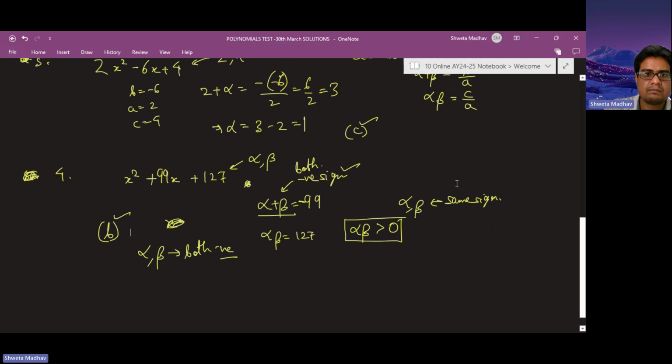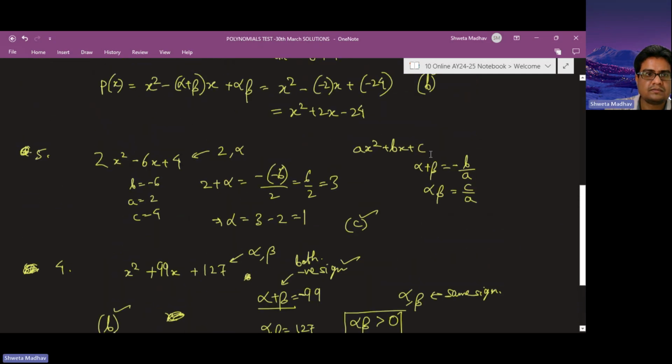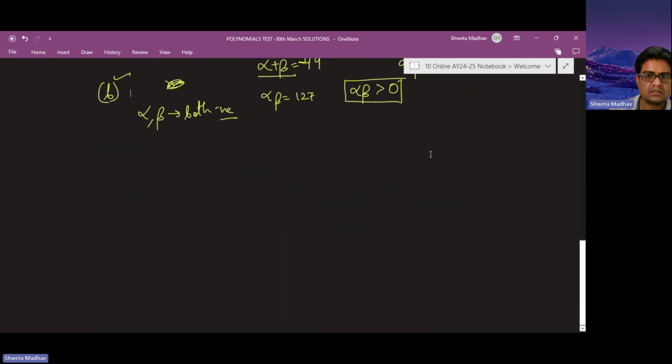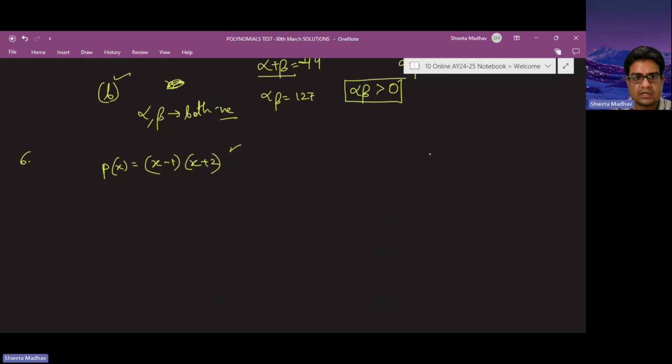So the fifth one we had previously solved. Then the sixth one, it has been asked: the number of polynomials having zeros 1 and minus 2 is. So we can take the polynomial p of x as x minus 1 into x plus 2. Then this will also have 1 and minus 2 as its zeros.